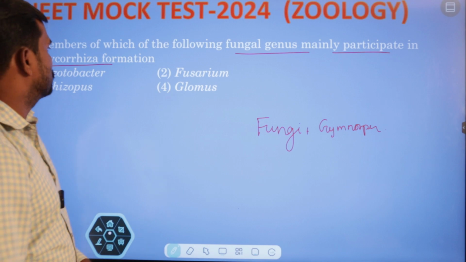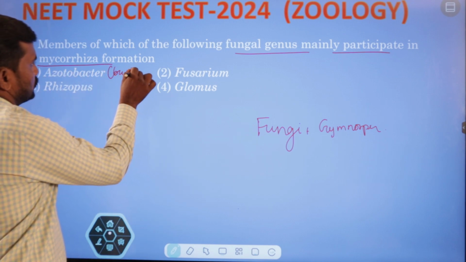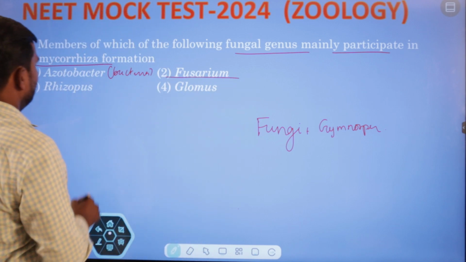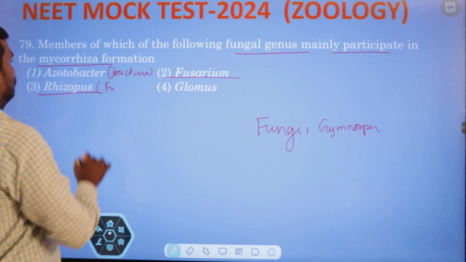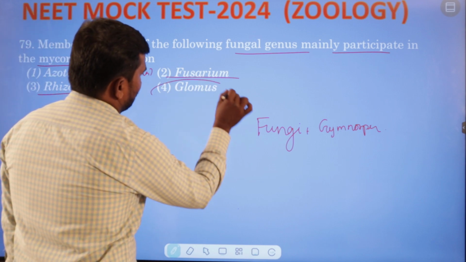For example, mutualism. Acidobacter is a bacterium. Fusarium is a fungus. Rhizopus, the bread mold, is a fungus. But the mycorrhizal one is none of these. So Glomus is the correct answer.